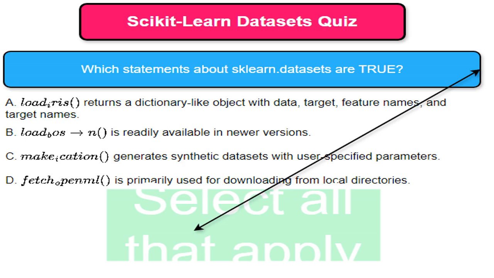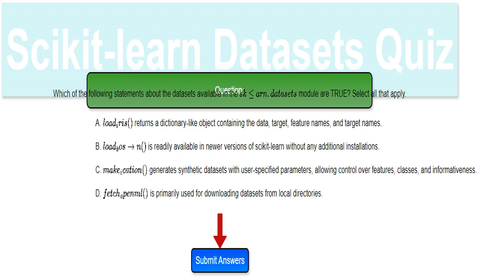This instruction reminds you to choose all the correct options from the multiple-choice questions presented in the quiz. This question asks you to identify which statements are correct regarding the different ways you can access datasets within the Sklearn library. It tests your knowledge of specific functions and their characteristics. I'll guide you through each option to help you understand them better.